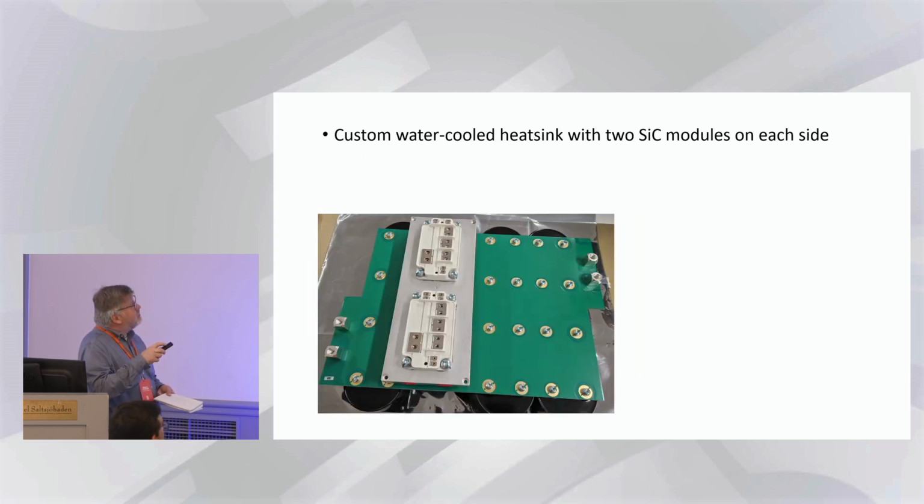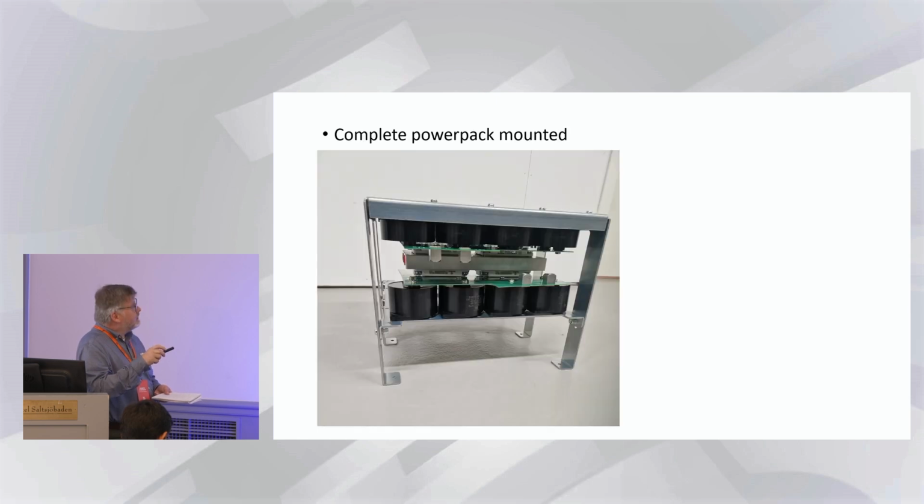We designed a water-cooled heatsink where you can have 2 SiC modules on each side. So this is the cooler, water cooler. This is the PCB. So on the bottom side here are 2 modules, and here are 2 other modules. So we put 1 more PCB onto this one. So it looks like this. Here we have the cooler. We have 2 SiC modules and 2 SiC modules, PCBs, and DC link capacitor. And then we put this together in a steel frame to make as compact a build as possible.